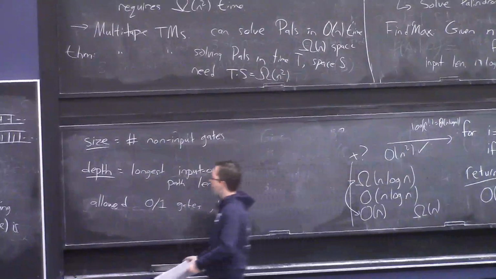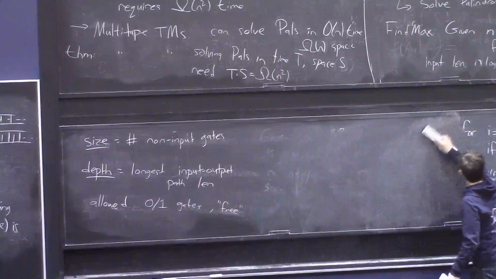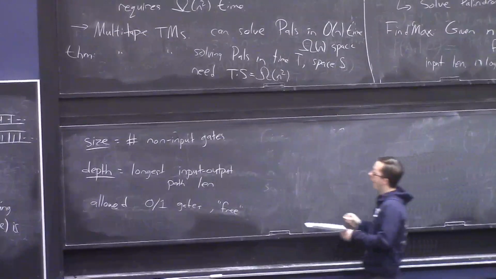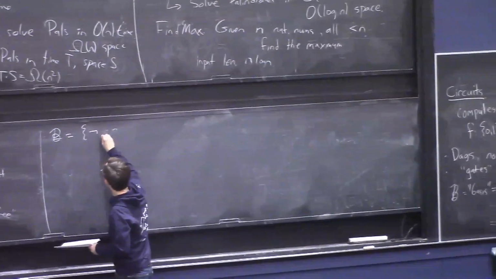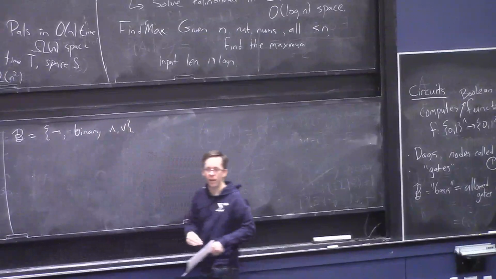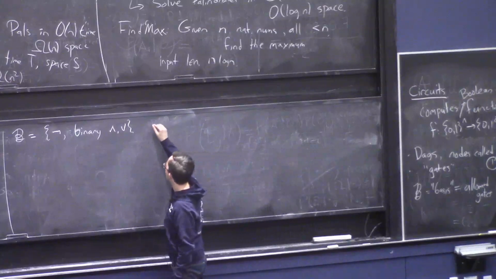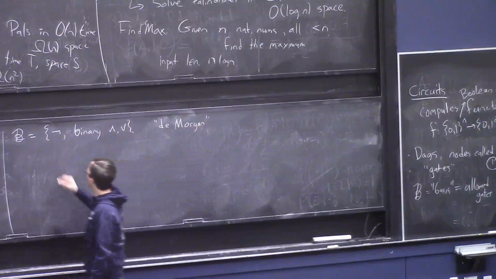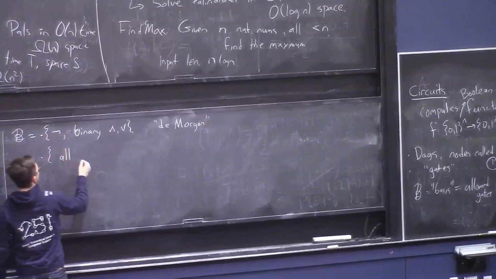OK, so let me say just a few things about popular choices for the set of allowed gates, the basis. I'll only mention 3 different choices here. One popular choice is you get NOT gates, and you get binary AND and OR gates. Binary means it has fan-in 2. That's pretty common, and these are sometimes called De Morgan circuits. Another possibility is you can allow, for example, all 2-bit gates.